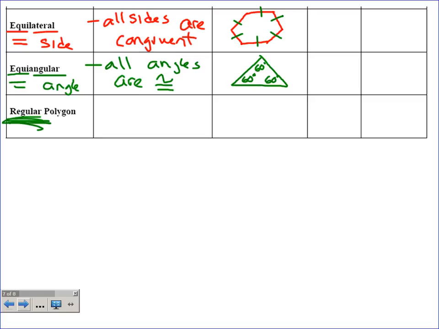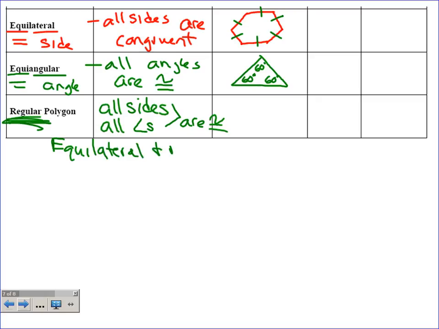So we're not regular. Okay. This means that all sides and all angles are congruent. All sides and all angles are congruent. So, you could actually say this is both equilateral and equiangular.